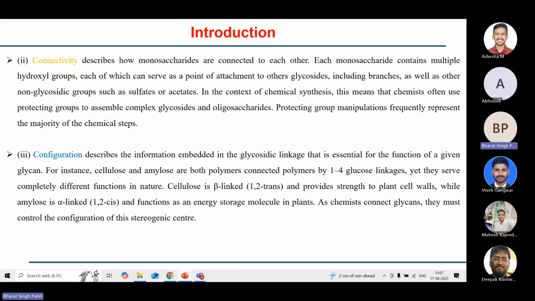How does configuration help? If we discuss cellulose and amylose, both have 1,4 glycosidic linkages, but in one case cellulose has beta 1,4 linkages that provide strength to the plant cell, and in the other case amylose has alpha 1,4 linkages and functions as an energy storage molecule in plants. The connection is 1,4 in both, but just changing the stereochemistry of the link changes the complete function. So we need proper control of the configuration at the stereogenic center.